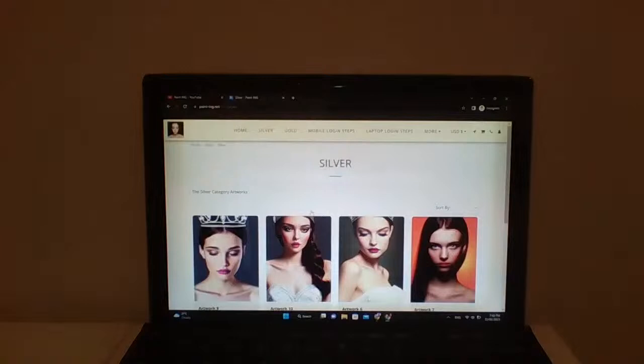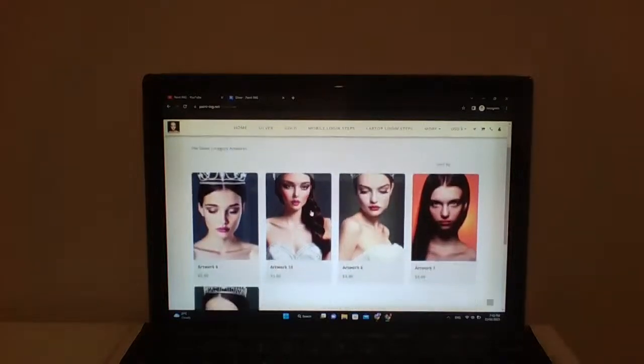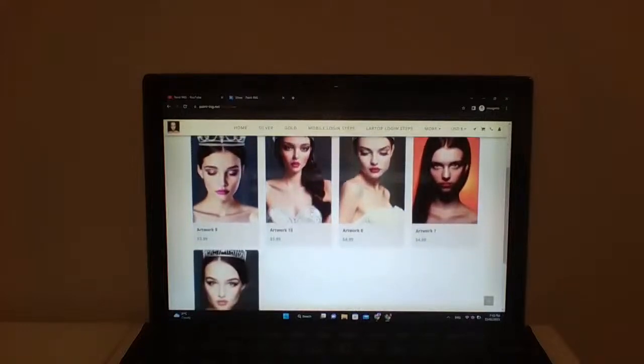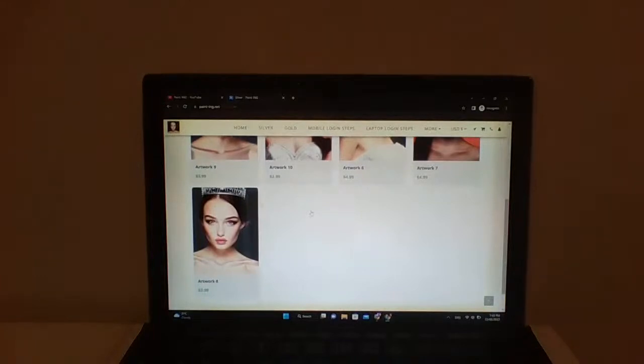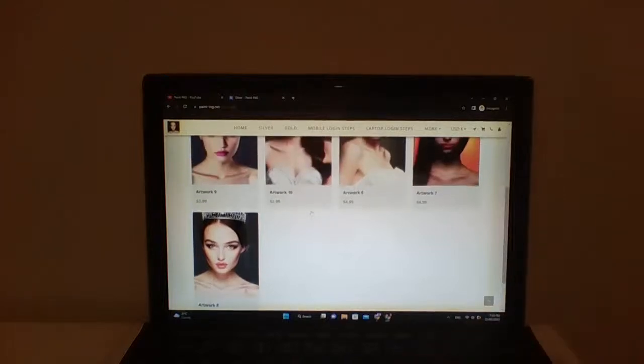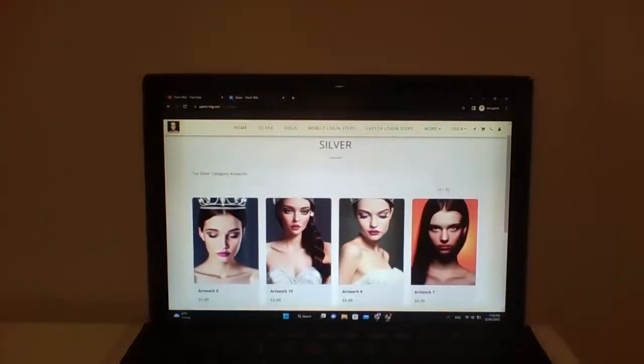These are the artworks that are part of our silver category. These artworks are all created by our team. When you purchase our pricing plans, we will generate pictures like these, and you can sell your art in our online art selling store.